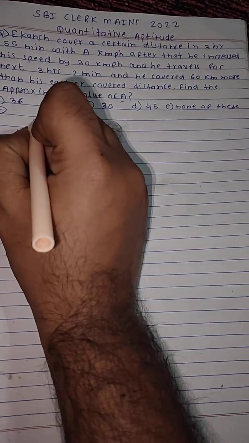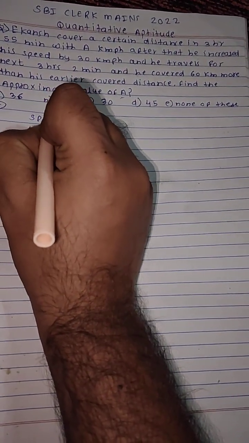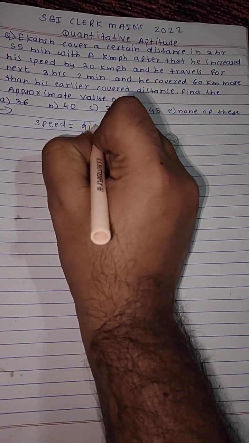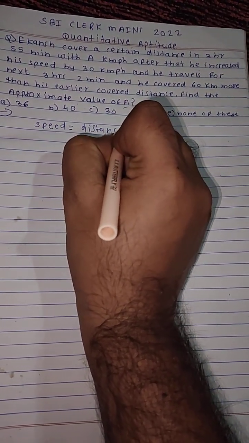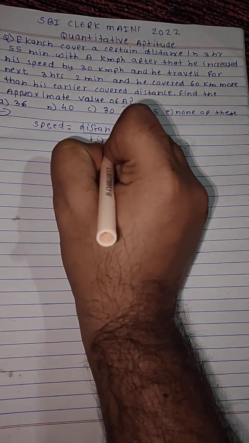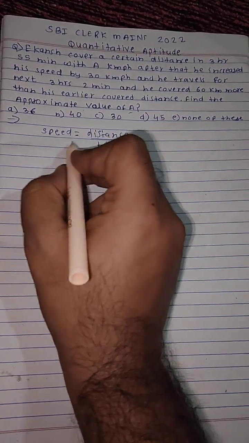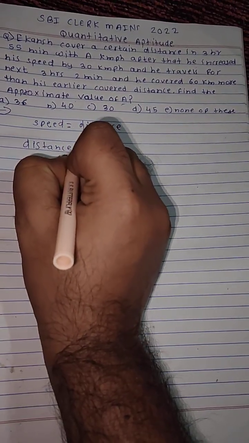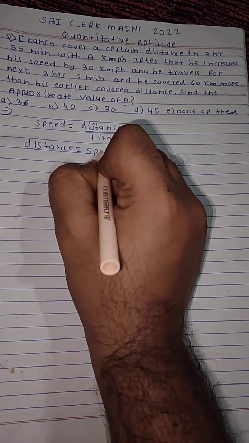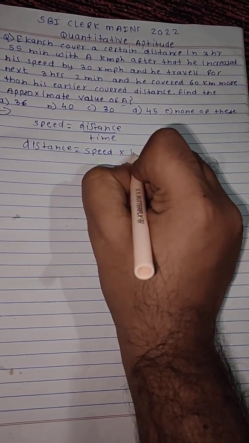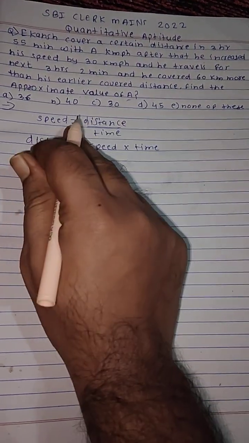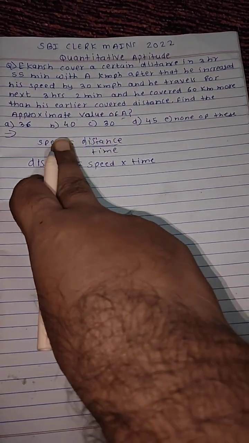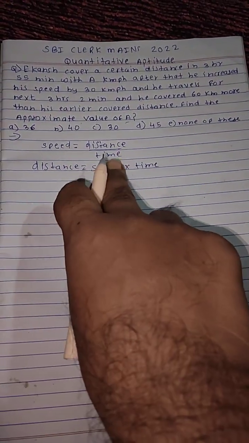One formula is required before that. The formula for speed is distance upon time. So we can write distance equals speed into time. Speed is distance upon time, so distance will be speed into time, or time into speed.